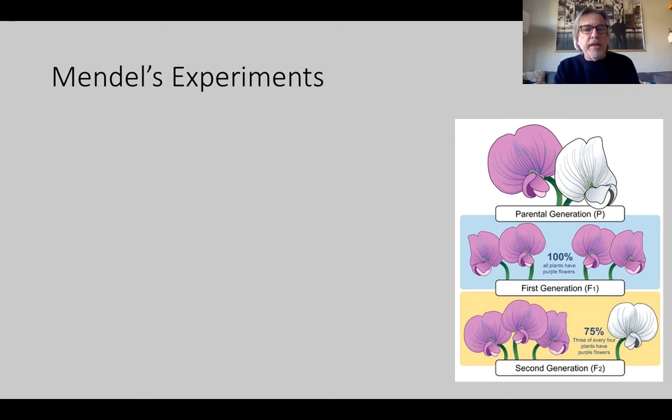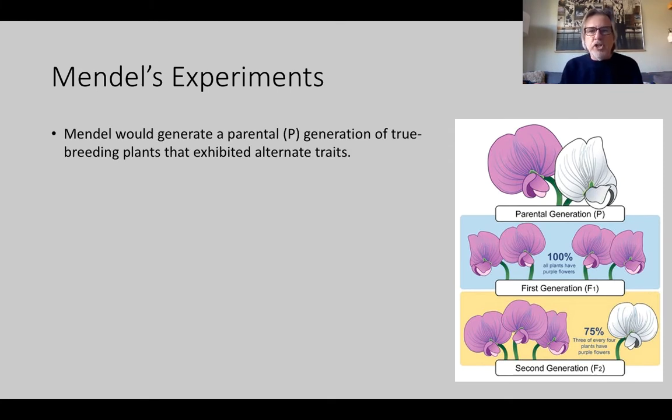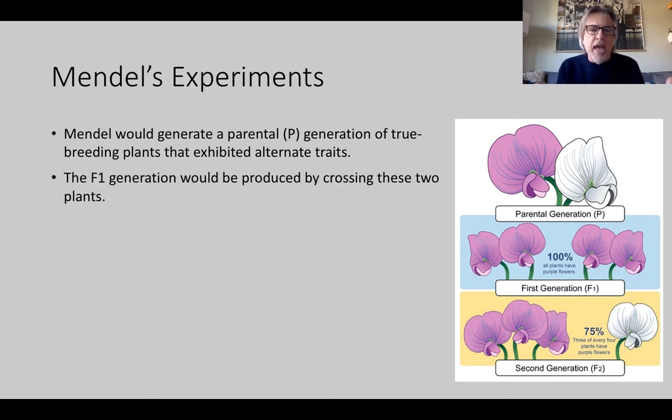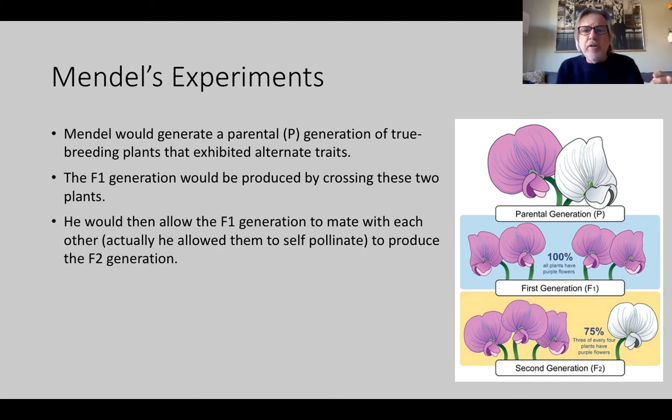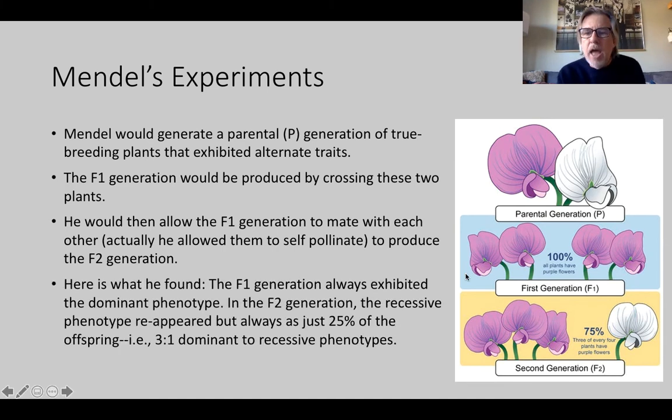In Mendel's experiments, here's what he did. He would take the parental generation of 2 different true breeding plants that exhibited alternate traits. So in this example here, a purple flowered and a white flowered individual, and he would cross them to produce the F1 generation. He would then allow the F1 generation to mate with each other, and actually most of the time he just allowed them to self-pollinate to produce the F2 generation. And what he found was that the F1 generation always exhibited the dominant trait, and that in the F2 generation, the recessive phenotype reappeared, but it was always about 25% of the offspring. In other words, the offspring of the F2 generation were 3 to 1 dominant to recessive phenotypes.